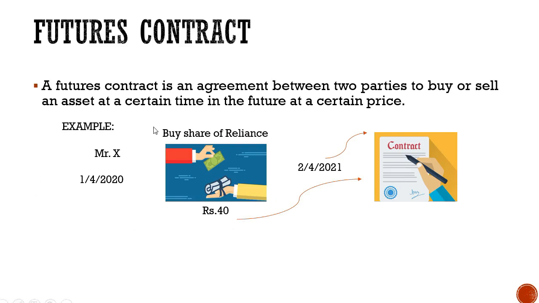Now, in this particular example, there are two parties. There is Mr. X and Reliance. So the statement that it is an agreement between two parties to buy and sell, this is agreed. At a certain time in future, this is the current date, but the contract will take place at a certain time in future, that is 2nd April 2021, that is the future date, at a certain price which is decided today itself. So this is known as the future contract.